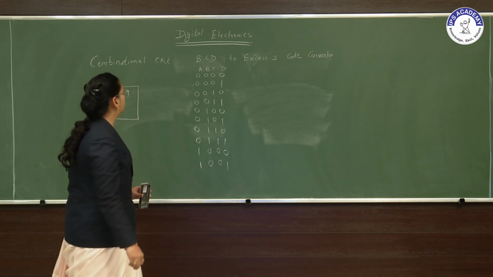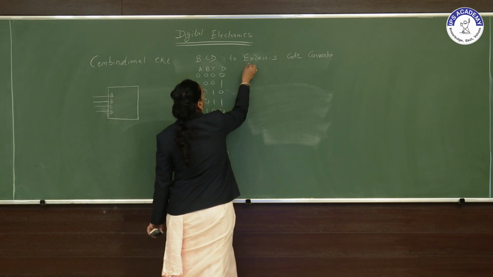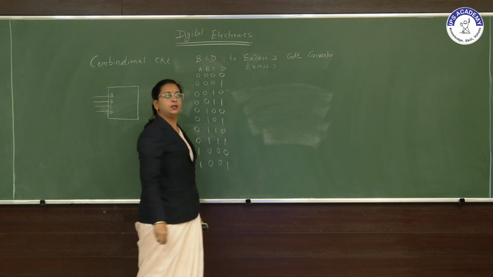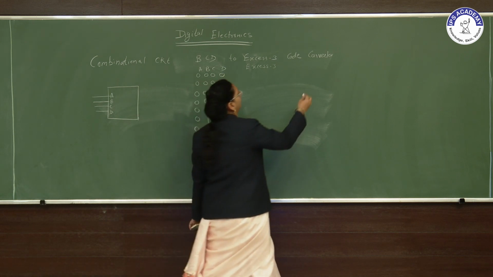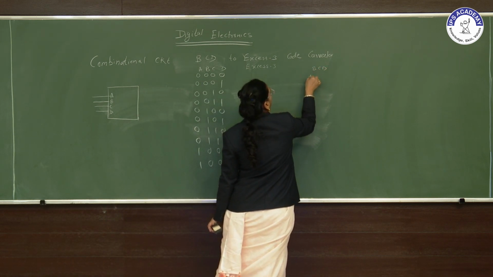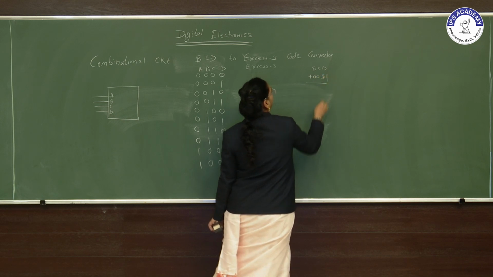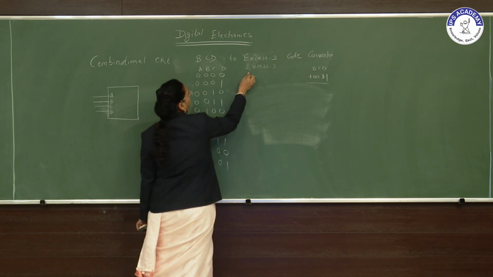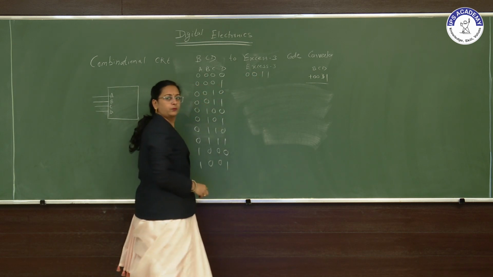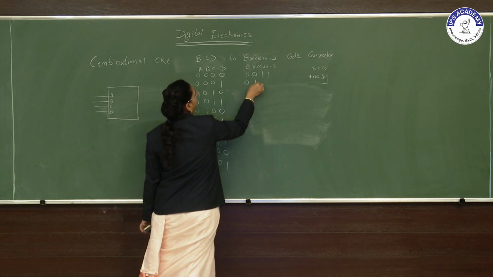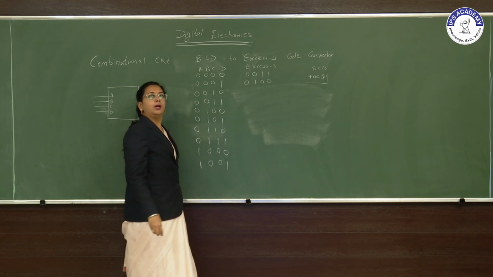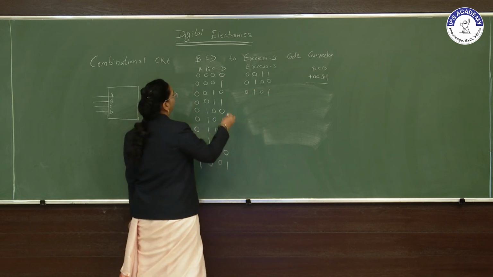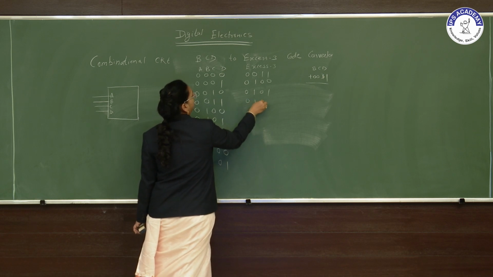When we have to convert this BCD data into excess-3 code, you know about excess-3, it means we have to add 3 in BCD. Excess-3 of 0 will be 0011. Excess-3 of 1 will be 0100. Excess-3 of 2 will be 0101. Excess-3 code for 3 will be 0110.